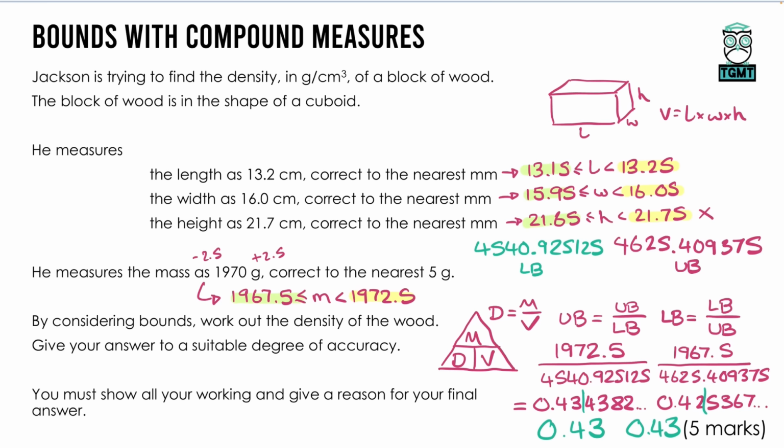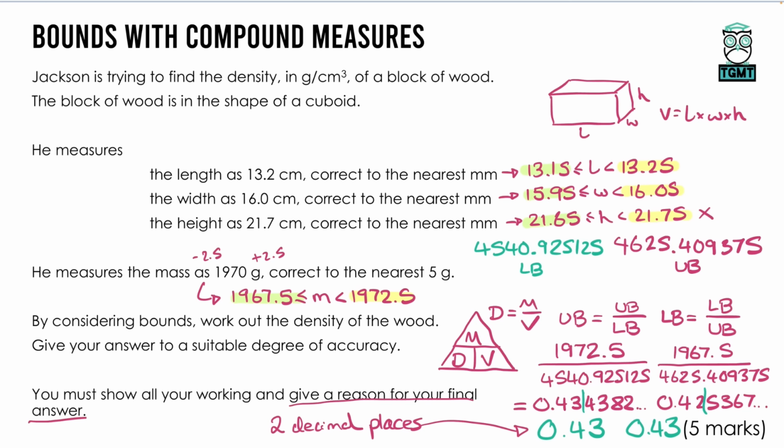So here my answer would be 0.43, and it does say give a reason for your final answer. So next to my reason, I would just write that they round the same to 2 decimal places. And of course you could describe that in terms of significant figures as well, but decimal places is a relatively nice, easy and quick one to write down there. But there we go, that is using some bounds with compound measures.